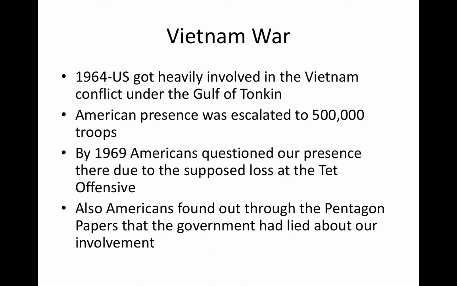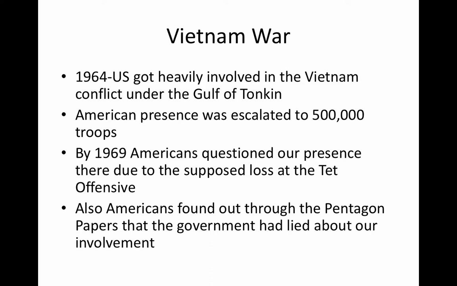Of course, one of the biggest questionings that came up was the Vietnam War itself, and this really challenged, for the first time since World War II, American foreign policy. In 1964, the United States had already been involved in Vietnam, but it got much more heavily involved in Vietnam after American ships were supposedly attacked at the Gulf of Tonkin. The American presence was escalated to 500,000 troops, but by 1969, Americans really questioned that presence, and that it was due to the perception of a supposed loss at what was known as the Tet Offensive, in which the North Vietnamese were able to get down all the way to Saigon and attack the American embassy.